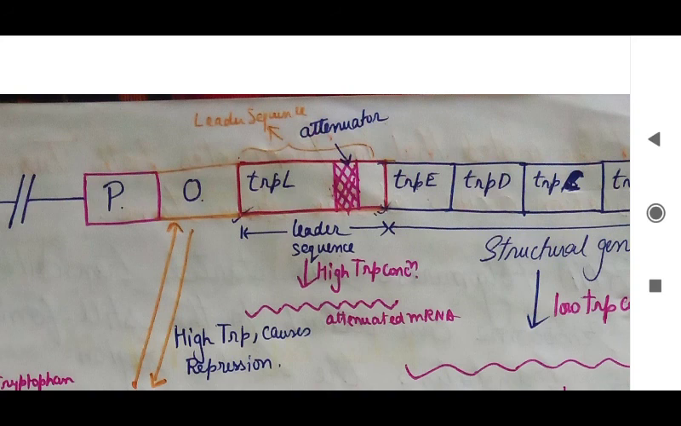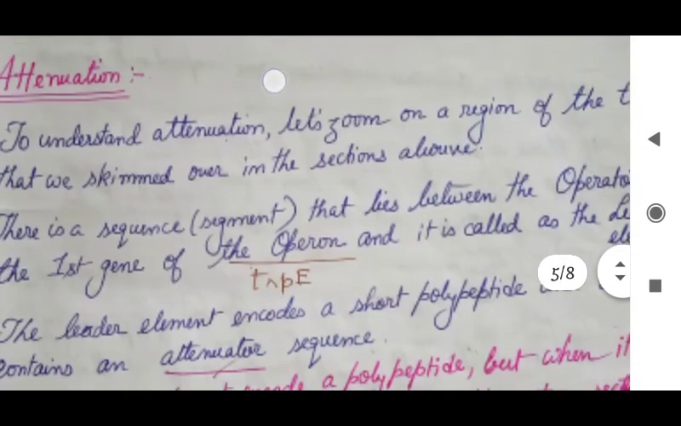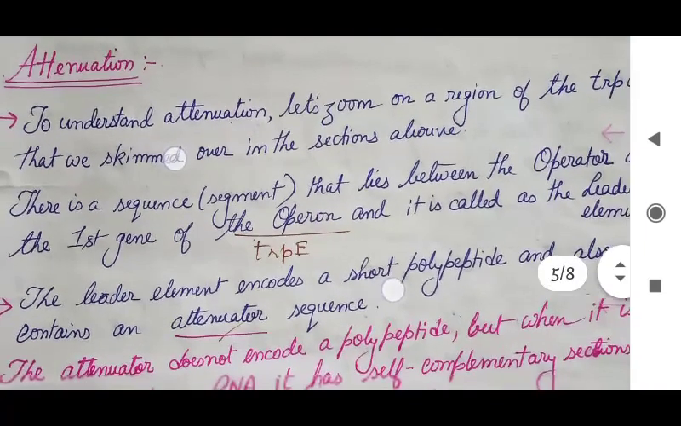So here is the main function done by the attenuation process. When the level of tryptophan is quite high, RNA polymerase will synthesize only this part. It will not move forward. So the RNA synthesis will stop prematurely. How does it do that? Let us see.